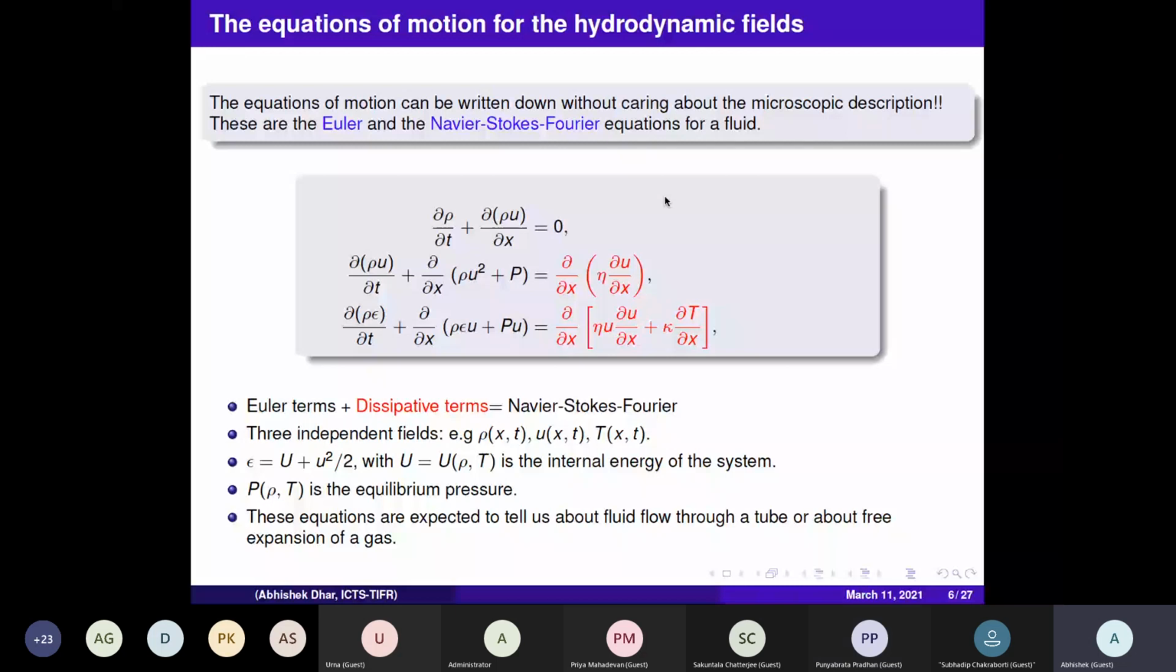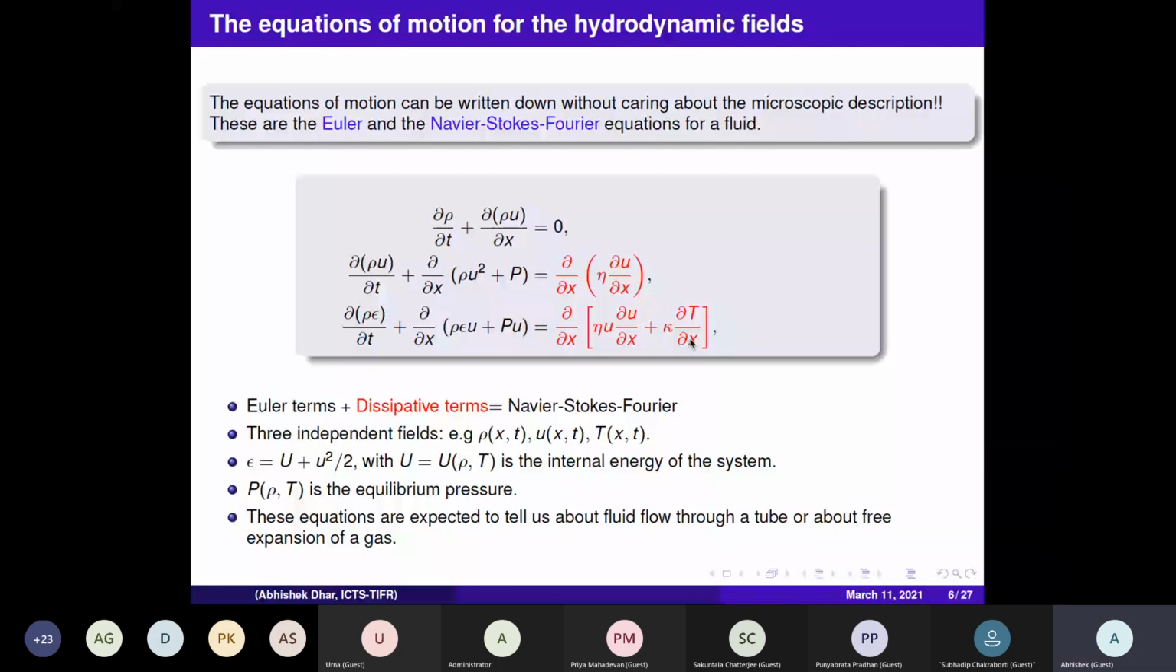Right. So now what I was saying is that if you drop these rate terms, then the equations that you will get are called Euler equations for a fluid. And if I include the rate terms, then I'll call them Navier-Stokes-Fourier equations, or NSF. I hope this distinction is important, so please remember this. Without the dissipative rate terms, it's Euler equations. If I include them, it's Navier-Stokes.